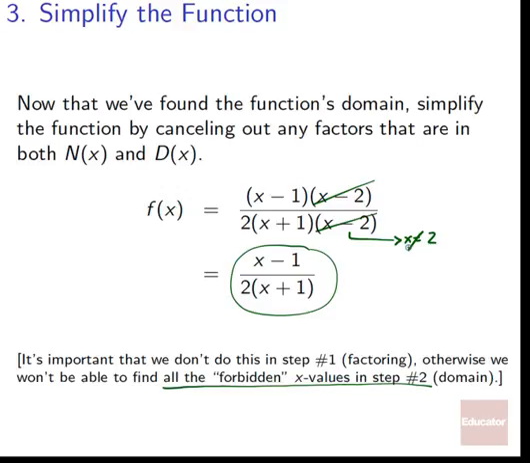If we start off by canceling it, we'll never realize that x is not equal to 2, right? Because that horizontal location of x equals 2 is forbidden. So if we cancel out that factor before we notice that it's a forbidden location, we'll never be able to figure that out. So we have to get that information before we cancel it. And that's why we do factoring and then check the domain, then simplify.